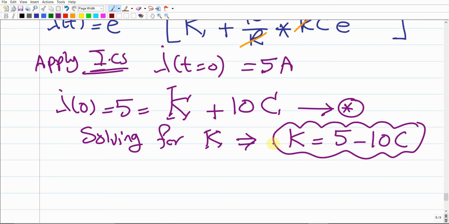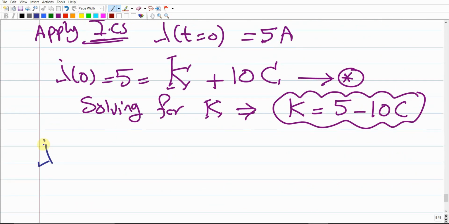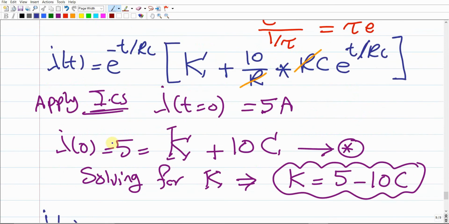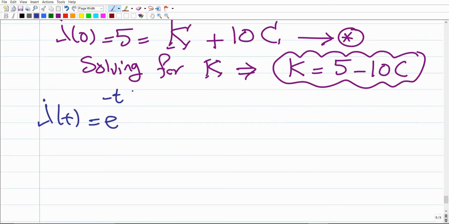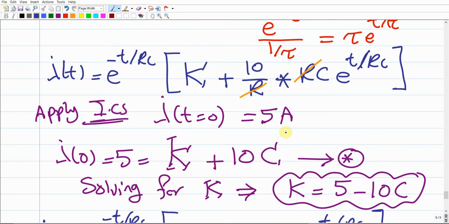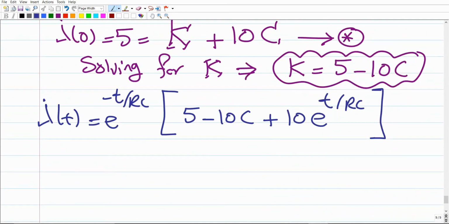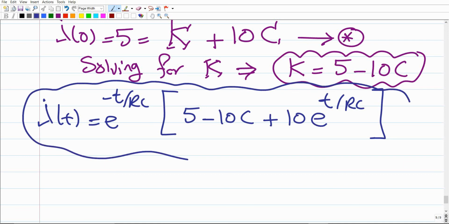Then plug this value of the constant K that we got here into this equation to end up that the total current I of t is gonna be this form as e to the power negative t over RC times 5 negative 10C plus 10C e to the power t over RC, and that's it, right? This is the equation. I just plug this K with its value here. So this is gonna give us the current as a function of the time.